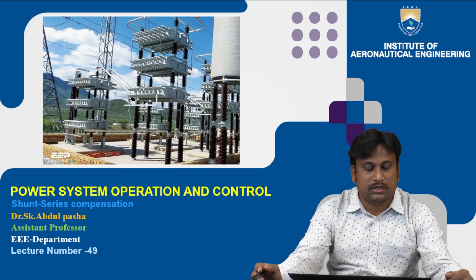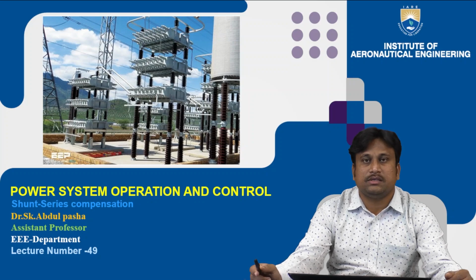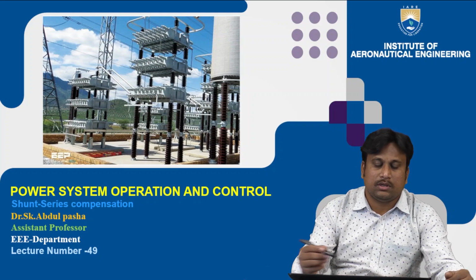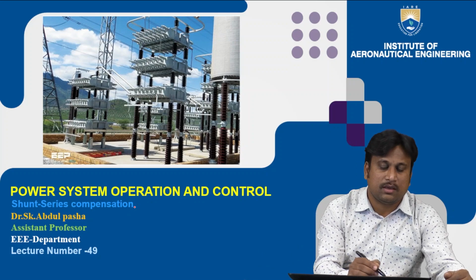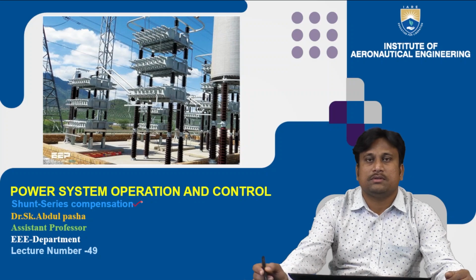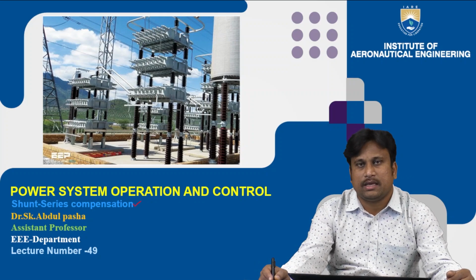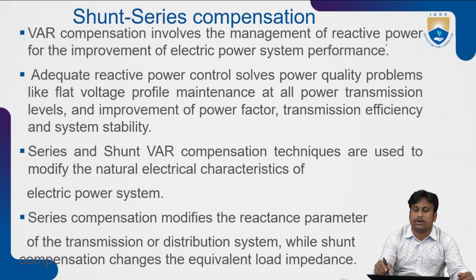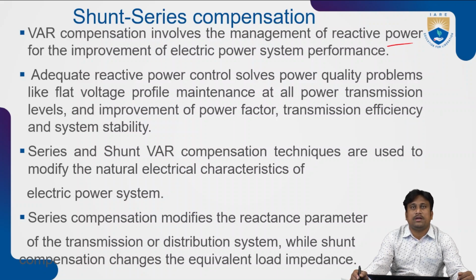So it is about the discussion regarding shunt and series compensation strategies. This is mostly referred to in the power system network, as the networks suffer from power factor lagging cases. Reactive volt-ampere compensation is involved here. That means it is the management of reactive power for the improvement of the whole electric power system performance.